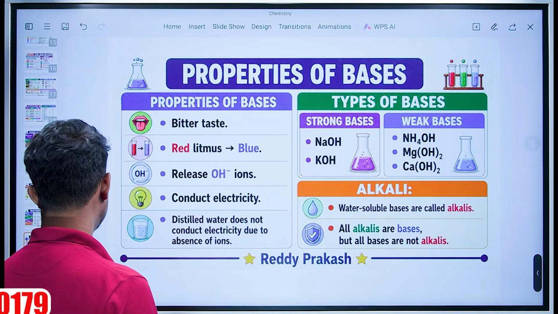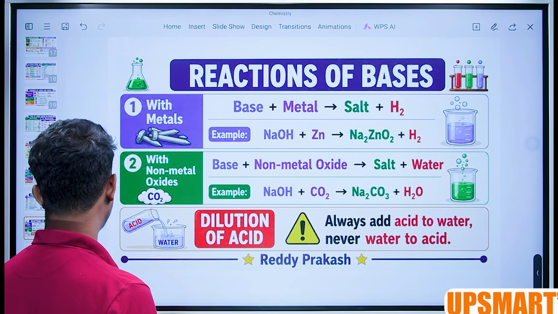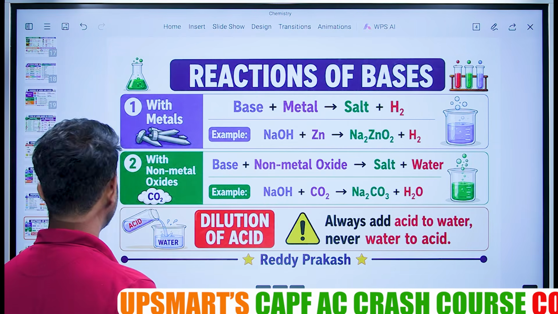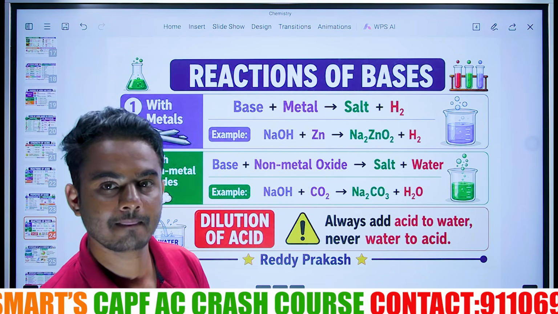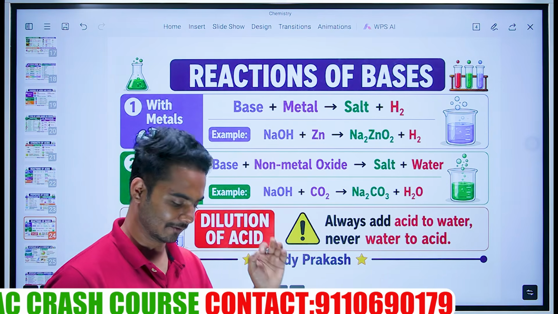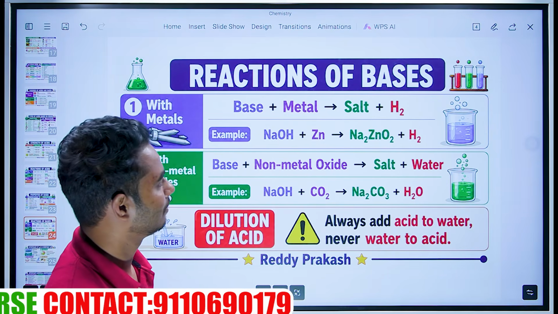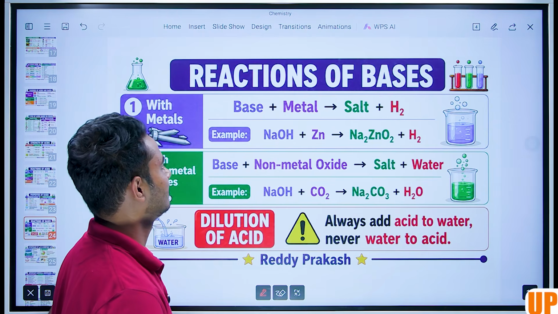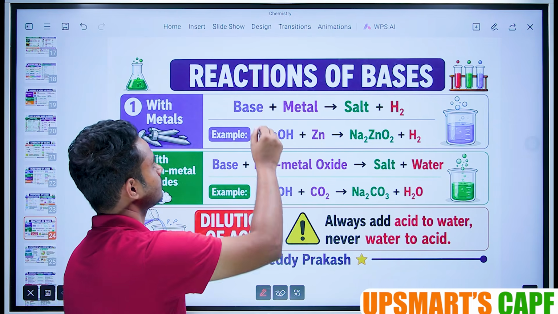Now the reaction of bases, just like how we saw the reaction of acids. This is also easy, don't worry. But if you don't study, you will lose 2.67 marks for sure. That will determine whether you clear the examination or you don't clear the examination. See, I told you.